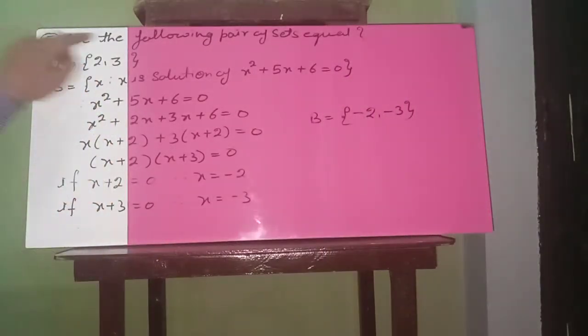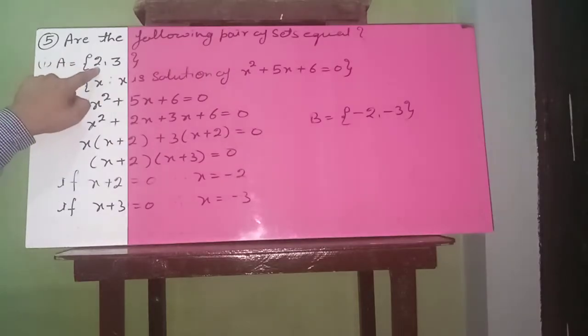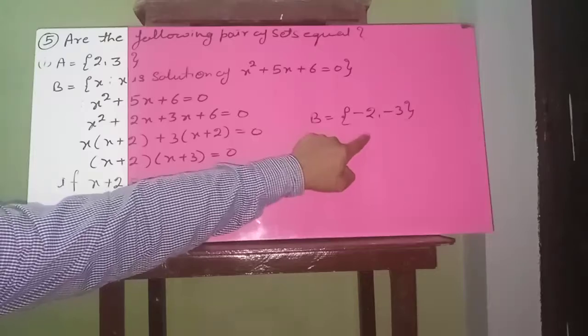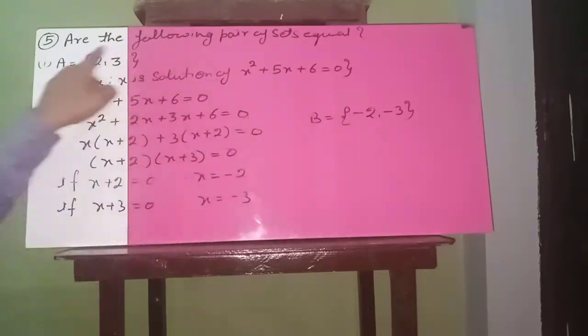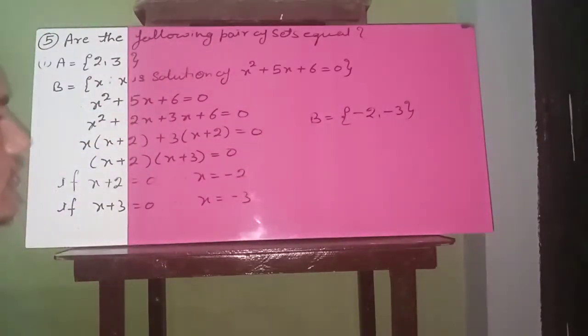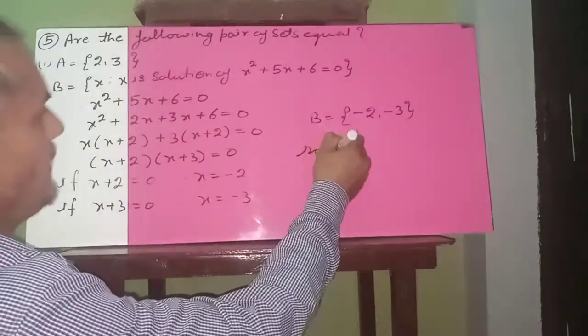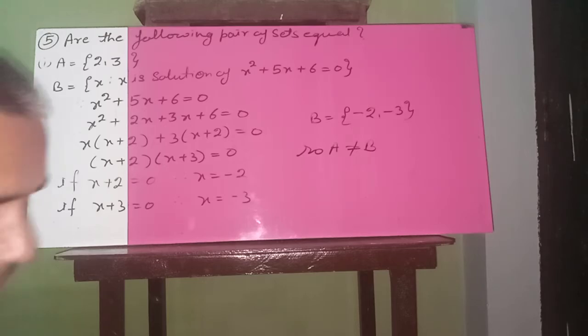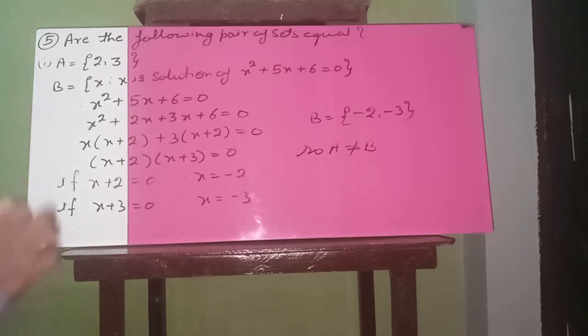So check, is set A equal to B or not? No, because in set A we have element 2 but in set B we do not have element 2, here it is minus 2. So 2 and minus 2 are different elements. So we can say that set A does not equal set B. Any tough? Very easy type question number 5. Now I take question number 5, second part. Pause and note down.